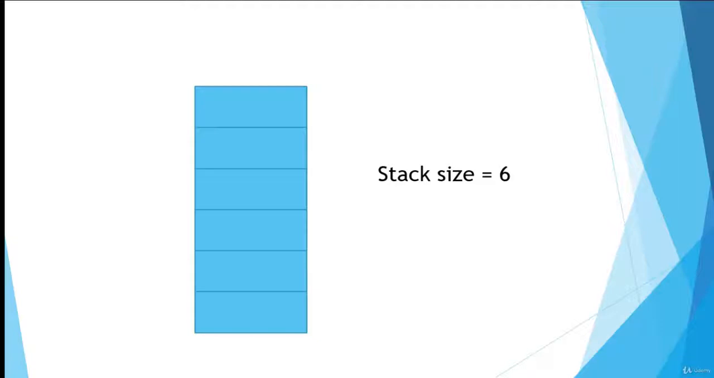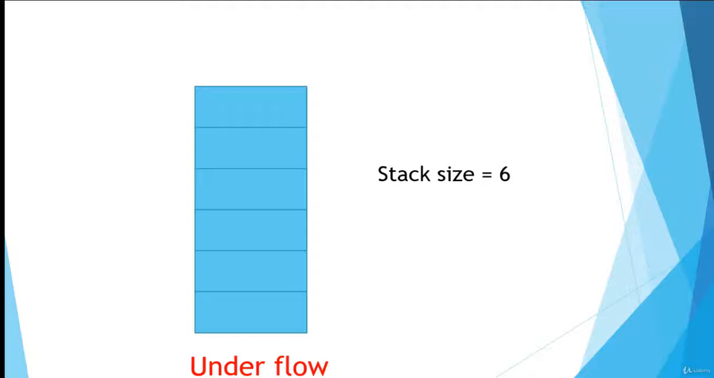So you can see this stack on your screen. There are 6 boxes, which means the capacity of the stack is 6. Now if I want to remove an element from the stack, we can see that the stack is empty. Then we get the underflow condition, that we cannot delete items from the stack because the stack is empty.